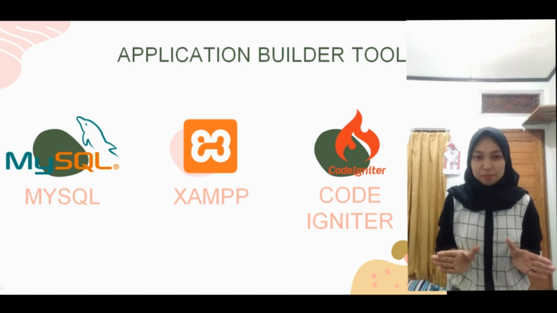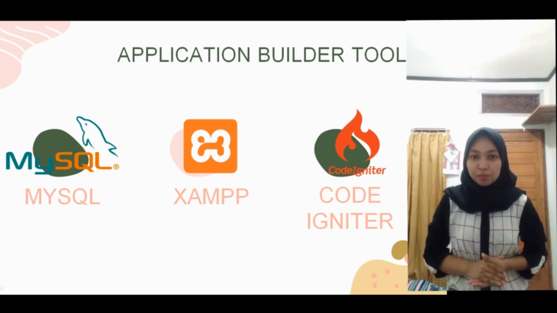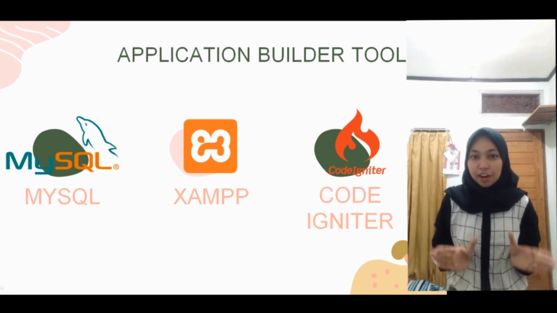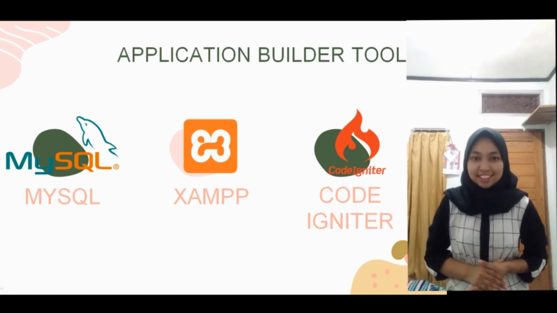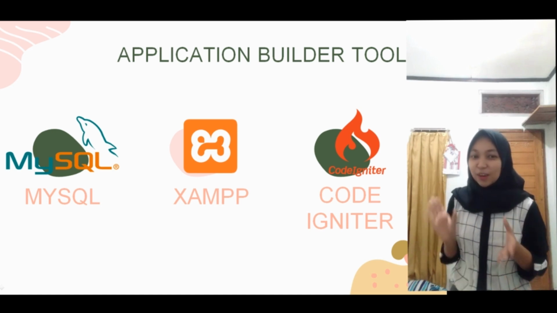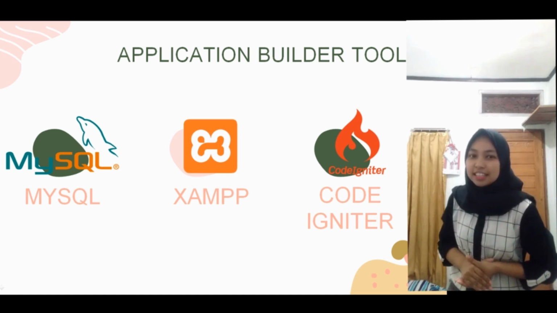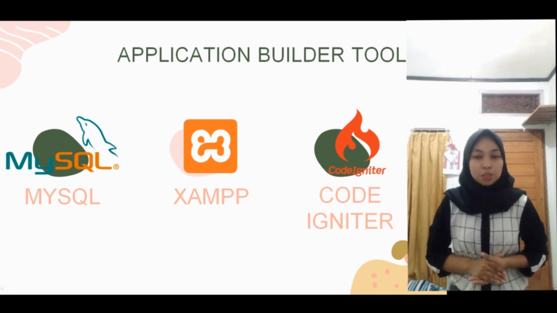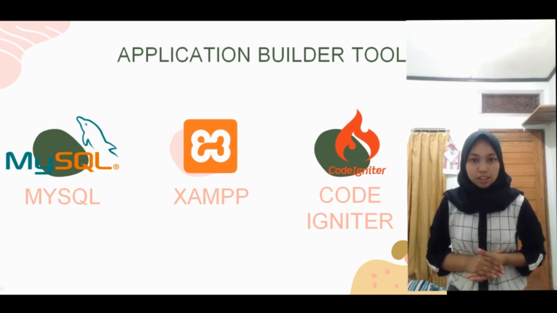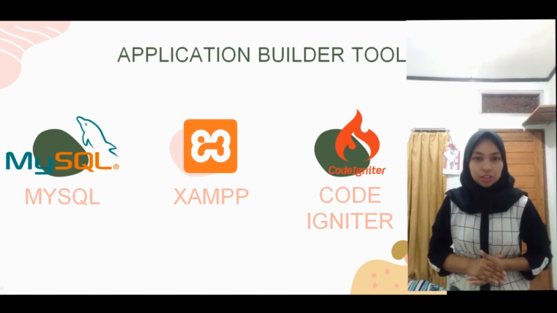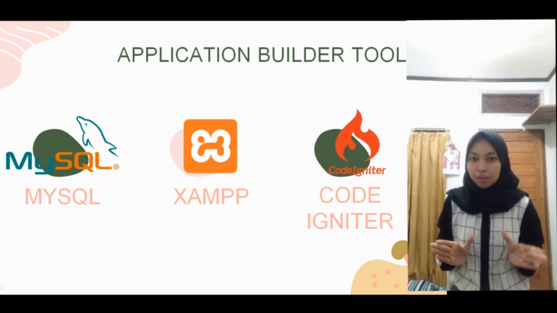Next is XAMPP. XAMPP is a software compilation that bundles Apache HTTP server, MySQL, PHP, and Perl. By using XAMPP, the installation of the software packages needed for the web development process can be done very easily, without having to be done separately. The last is CodeIgniter. CodeIgniter is a framework for the web created in PHP. CodeIgniter is open source and uses the MVC, or Model View Controller, pattern, which is a modern framework concept in use today.